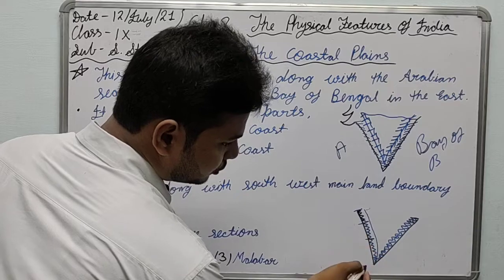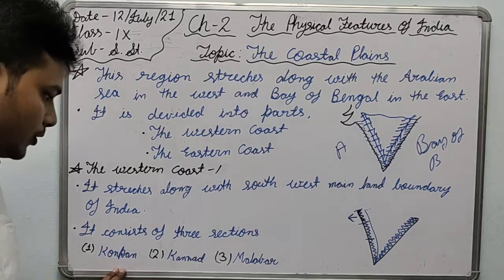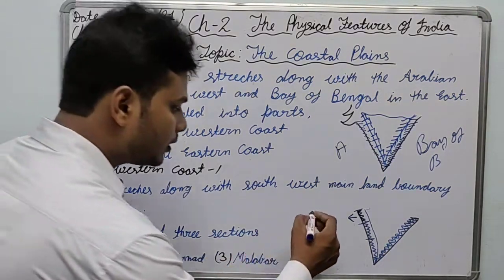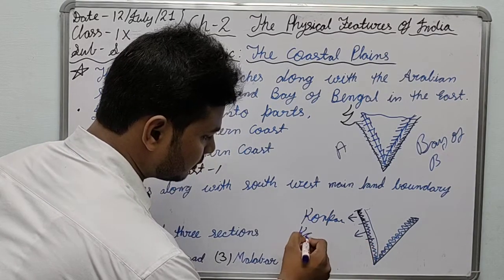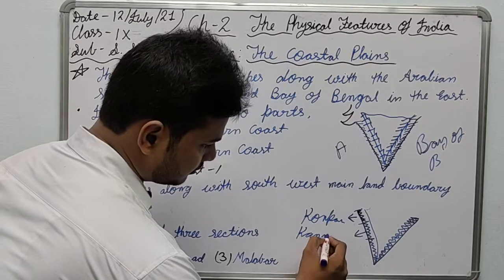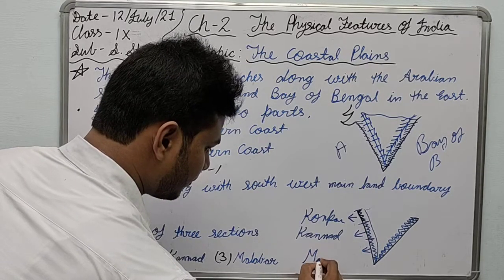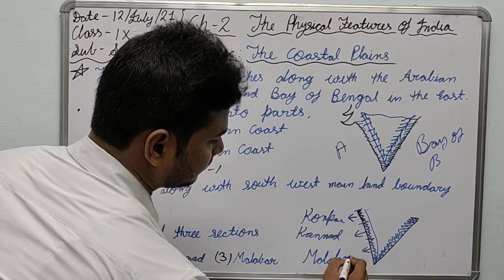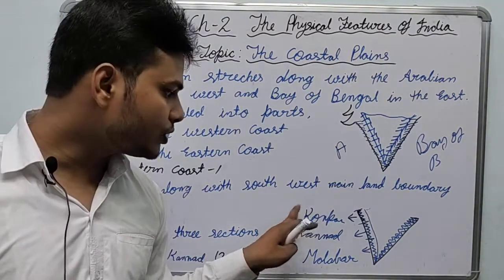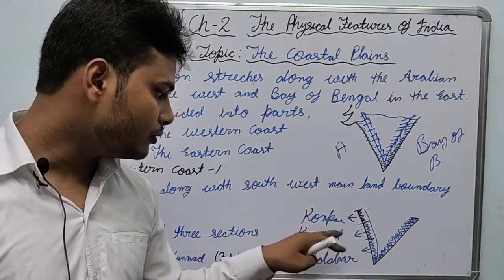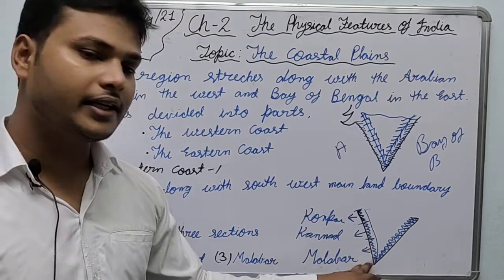One, two and three. This first part is known as the Konkan. Okay, this first section is known as Konkan. This second part is known as Kannada, and this third part is known as the Malabar coast. Konkan is situated mostly in Maharashtra and Goa, and after that, when you come downside, you get Kannada, and in the southern direction you get Malabar along with Kerala.